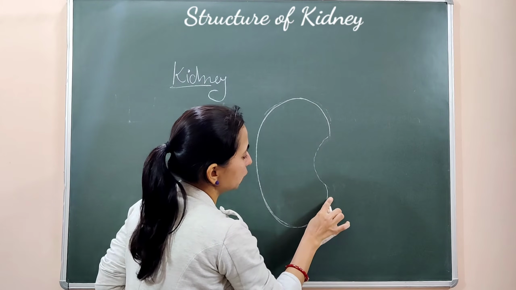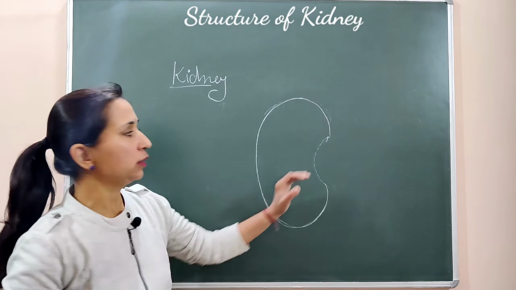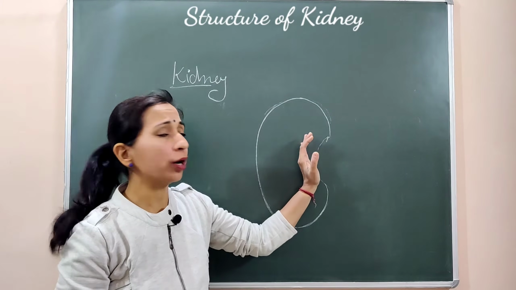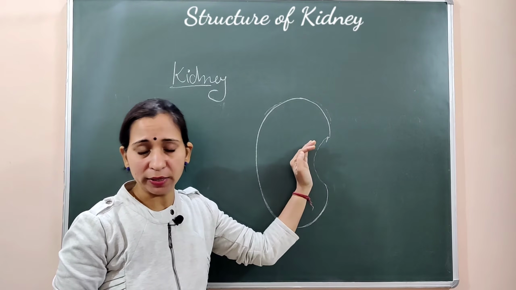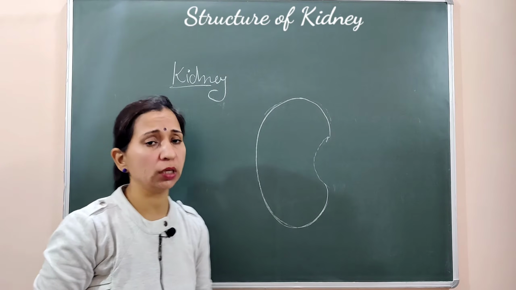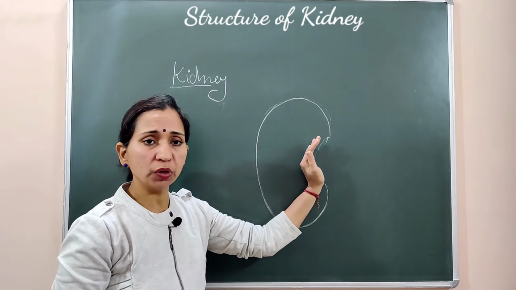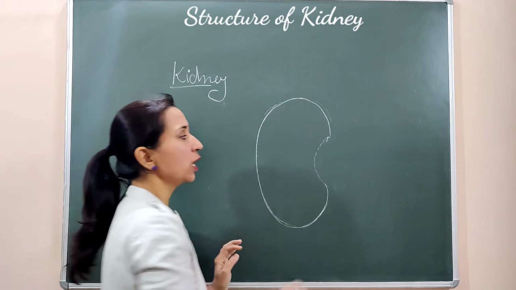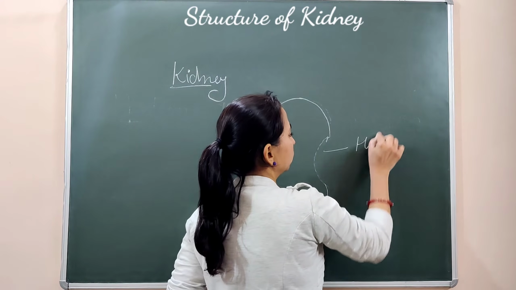Now, in the kidney, we can see that on one side it has a concavity, or a notch-like structure. This notch which is present on one side of the kidney is known as the hilum. So this is the hilum.